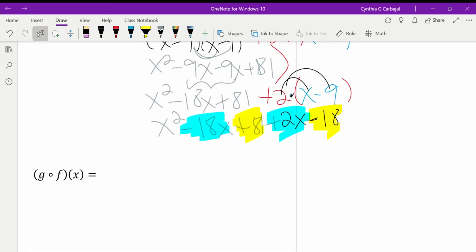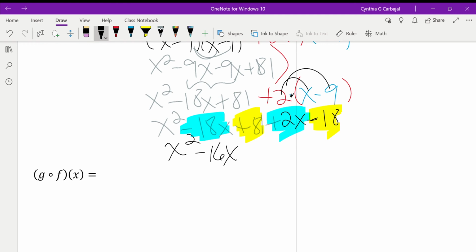So then, taking up a lot of space. So then my answer is x squared. There's no other x squared, so you just bring it down. Negative 18x plus 2x. They're different signs, so we subtract and keep the sign of the 18 because the 18 is bigger than 2 and 18 is negative. Then bring down the 81.